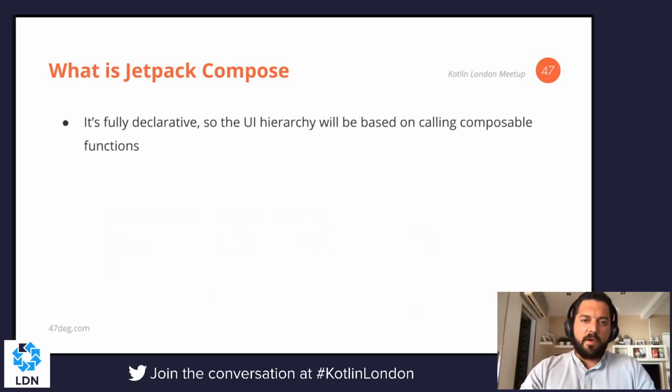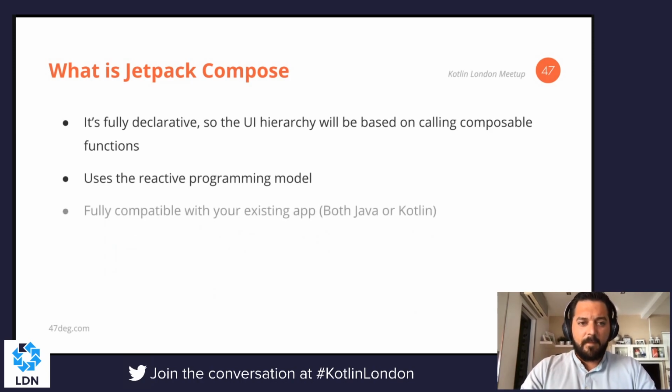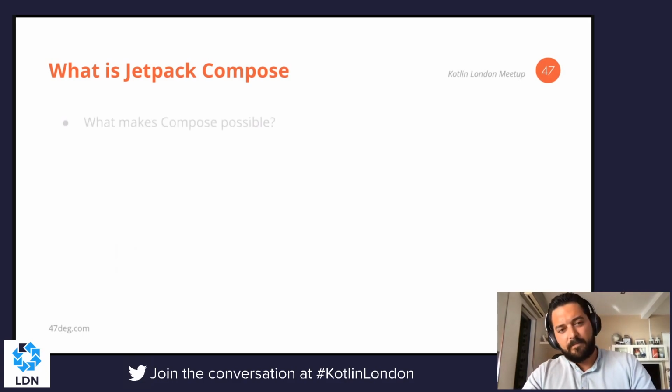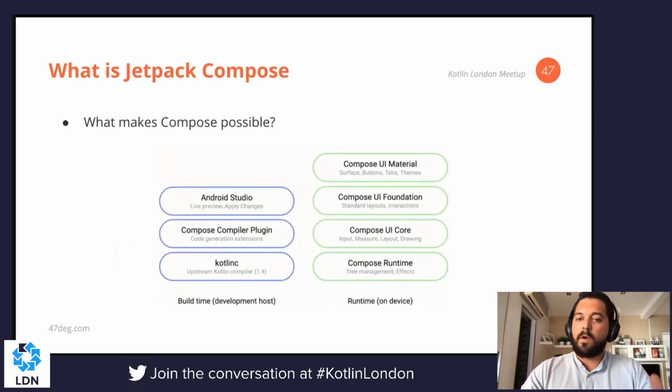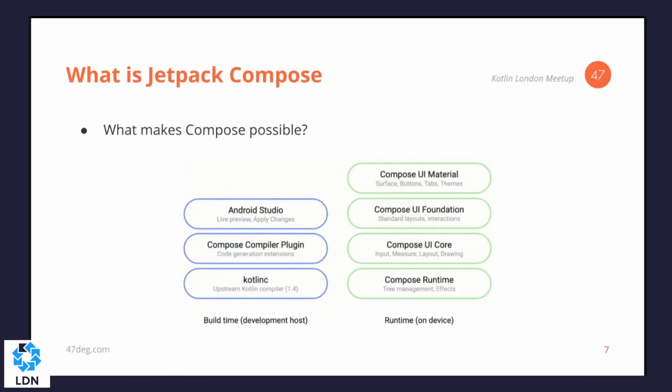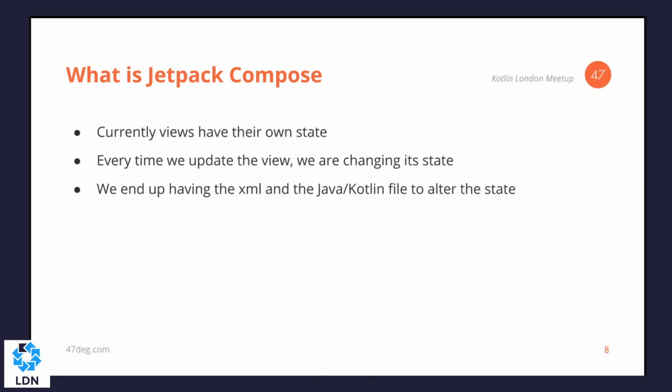It's fully declarative, so the UI hierarchy will be based on calling other composable functions. It uses the reactive programming model. And of course, it's fully compatible with your existing application, both Java or Kotlin. But what makes Compose possible? This is possible thanks to the new Kotlin compiler, the Compose compiler plugin, and the Android Studio preview build. And also thanks to the Compose UI material, foundation, core, and runtime, and other artifacts, we will be able to create amazing applications.